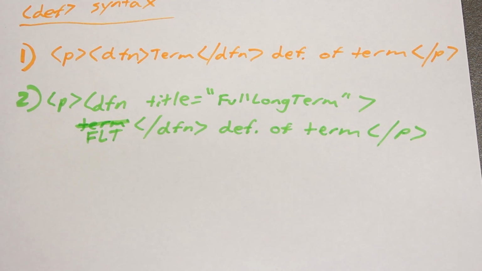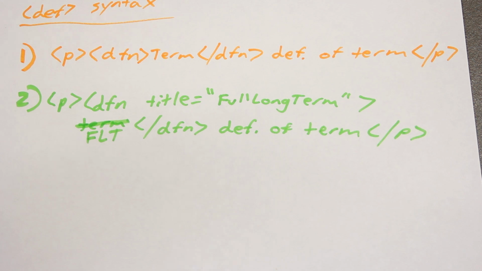The title attribute is good for when you're describing what an acronym or an abbreviation is, like the actual definition of the full thing. Because in the title attribute you can put out what the abbreviation or acronym means, and then you can put the abbreviation inside the definition tag itself.